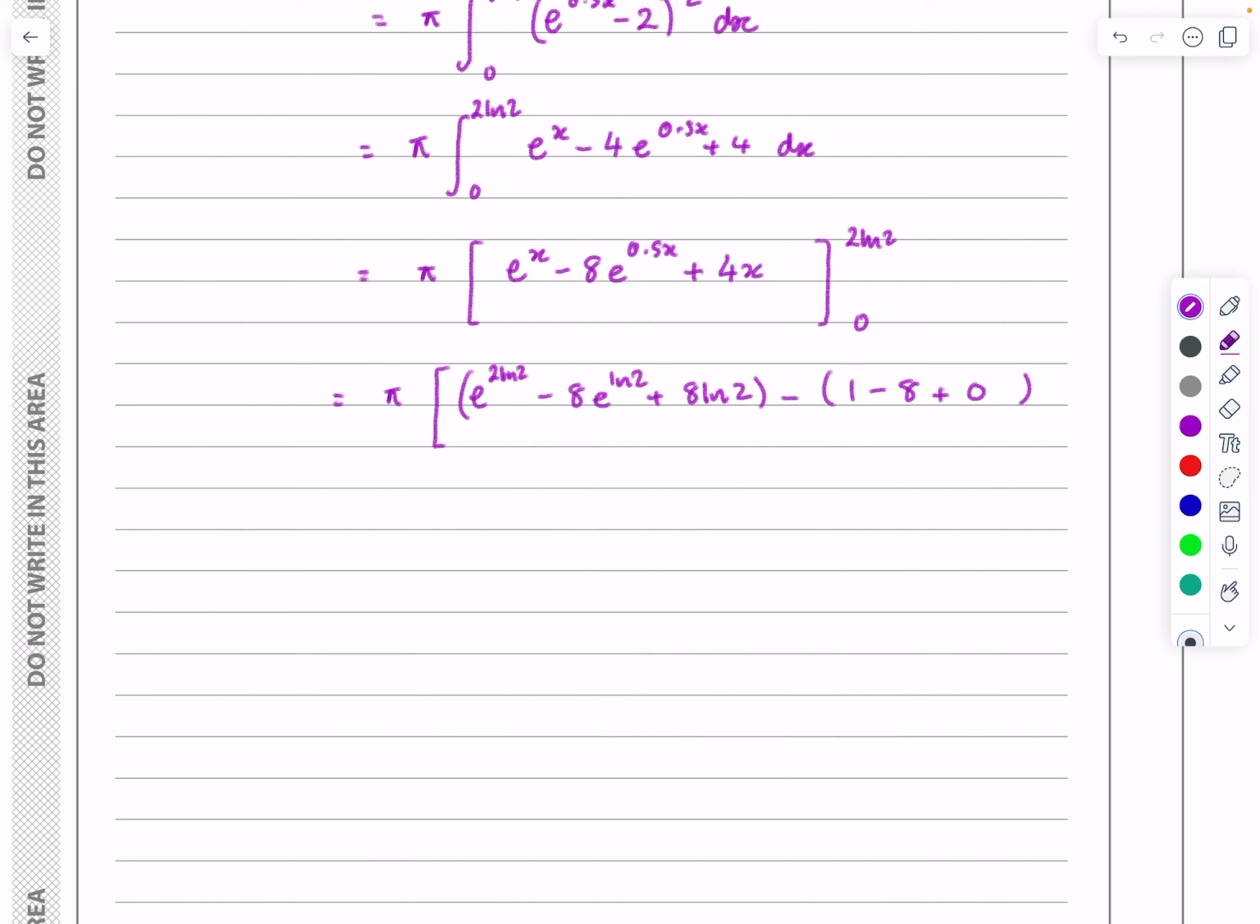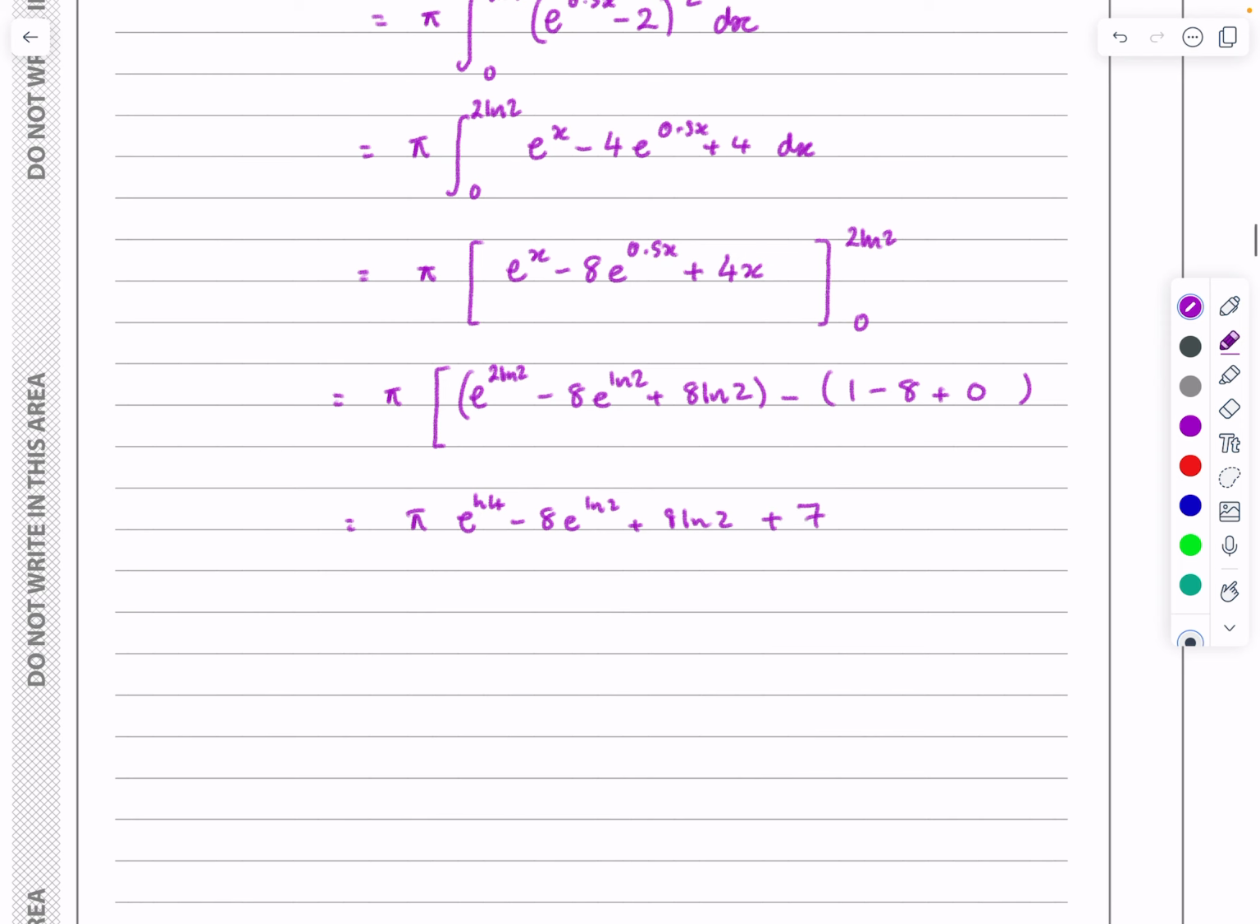So just tidy this all up. What I am going to do is change that one there, 2 log 2. I want that really to say log 4, don't I. If we've got 2 log 2, that can just go up there. The power can go up. It's log 2 squared, which is log 4. Hopefully that isn't causing anybody any issues. So I've got pi times e to the log 4 minus 8e to the log 2 plus 8 log 2. All of that minus, that's going to be plus 7 there.